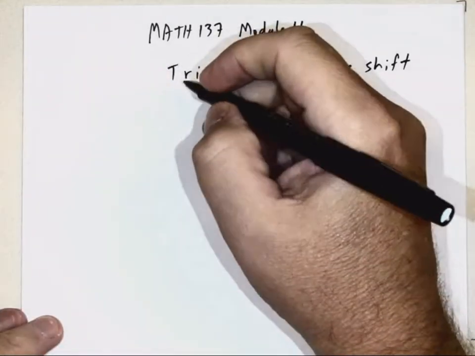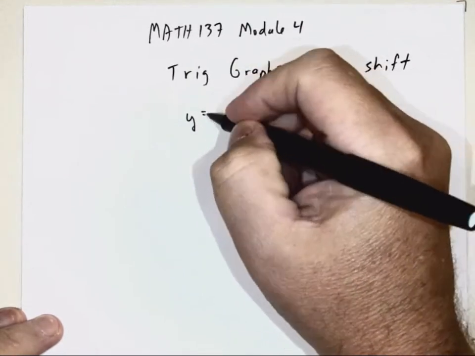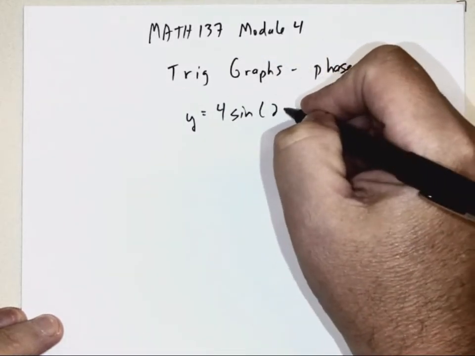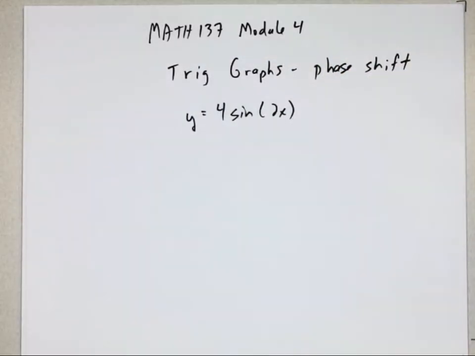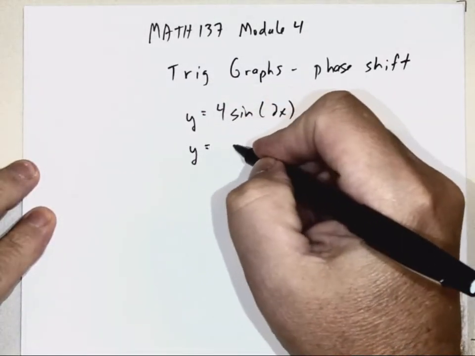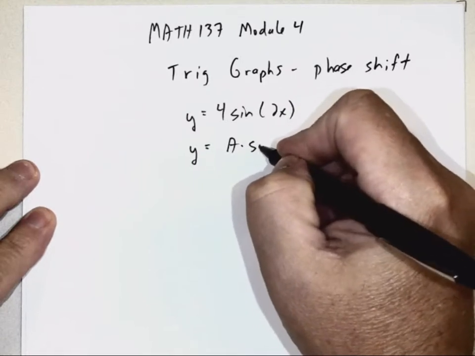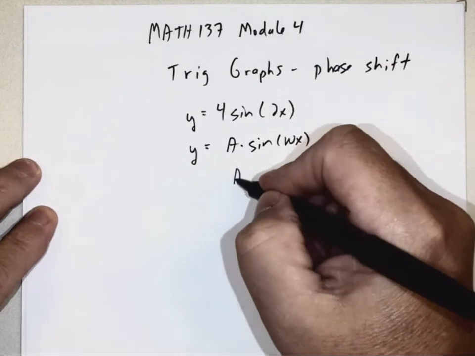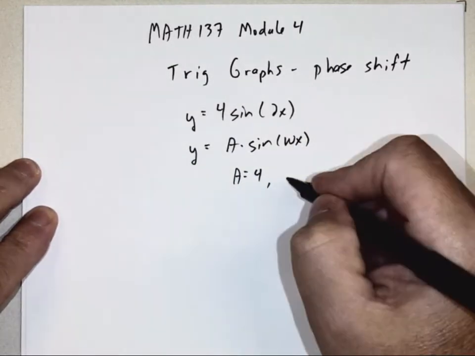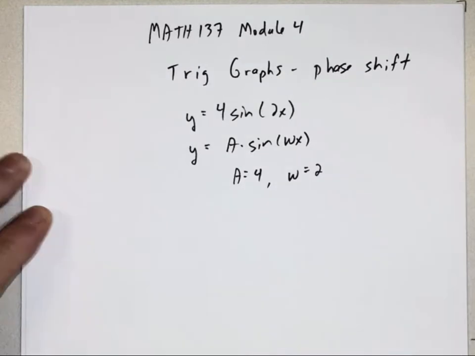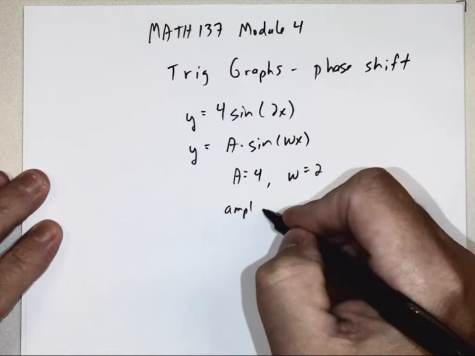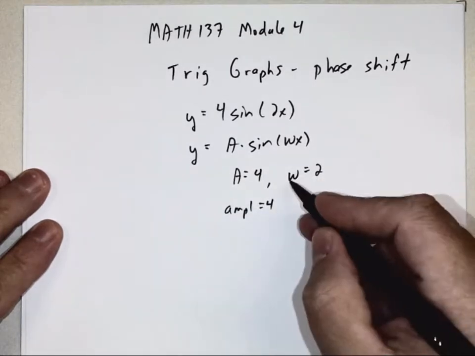So for instance, here's an equation that I want to graph. It's going to be a sine function. Once again, the standard equation for a sine function is a times sine omega x. So we've done this before. A is 4. Omega is 2. From the A, we can determine that the amplitude is 4.